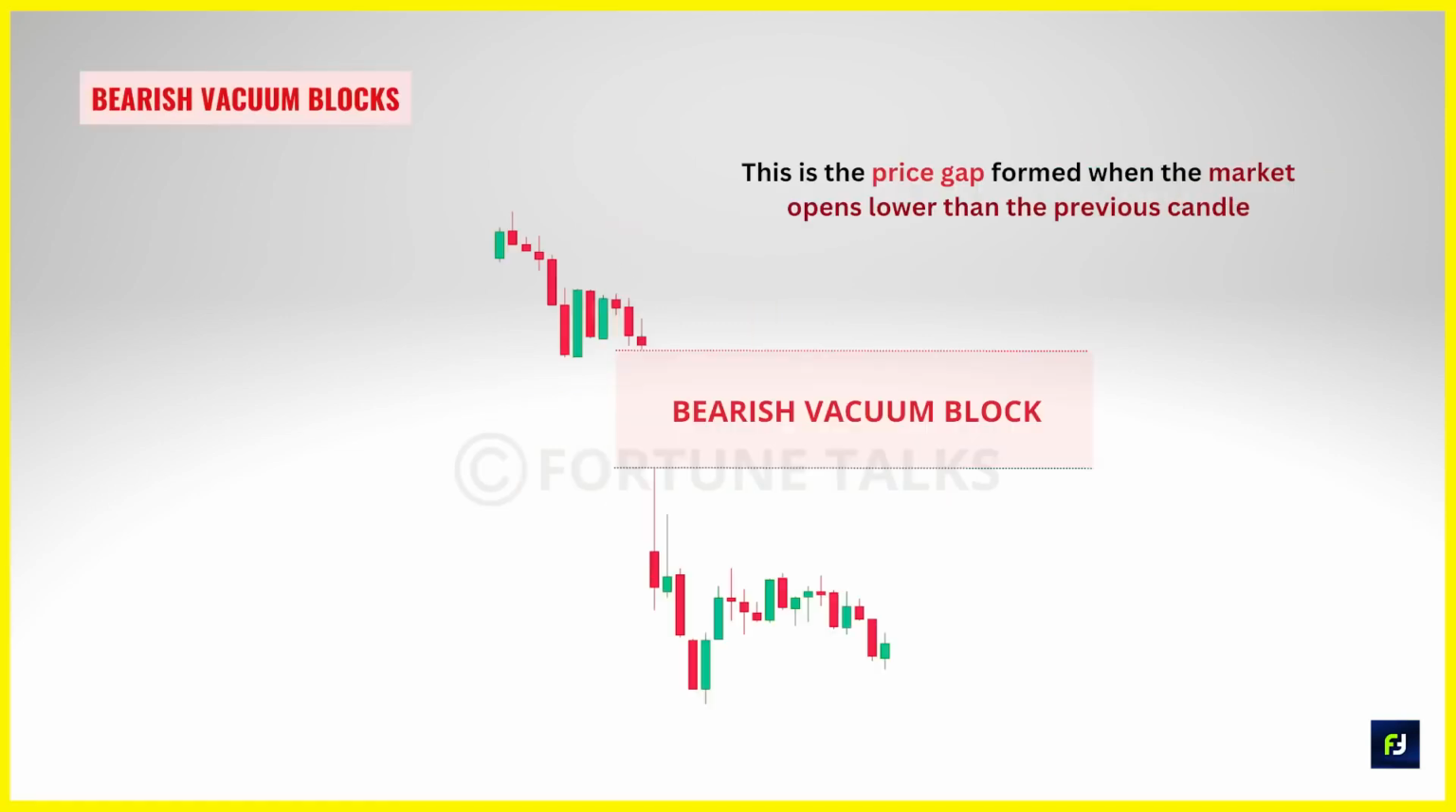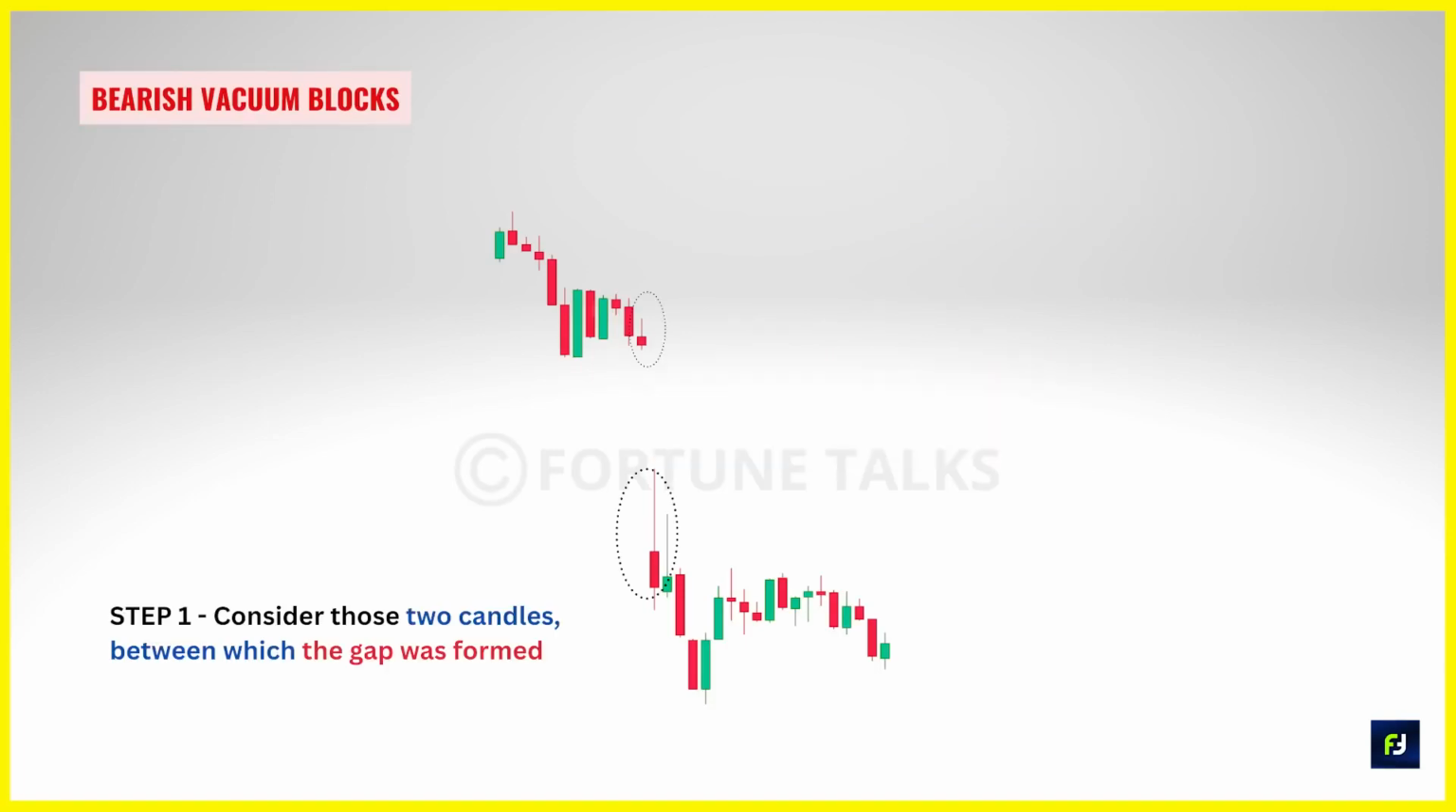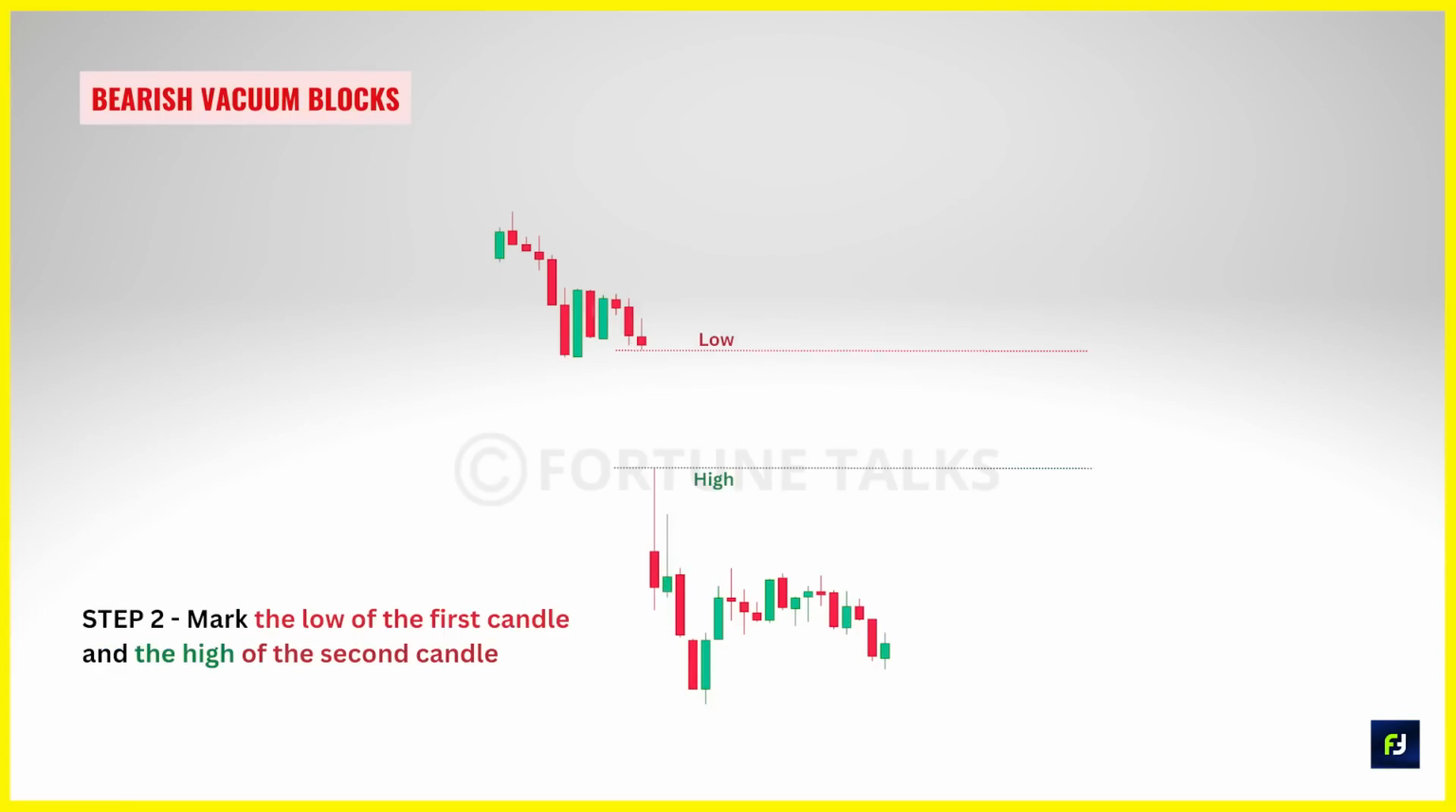Now, a bearish vacuum block is a gap created in prices when the market opens lower than the previous candle. To mark a bearish vacuum block, we have to consider the two candles between which the gap formation took place. So all we need to do is mark the low of the first candle and the high of the second candlestick. This will be our bearish vacuum block, or simply a gap down.